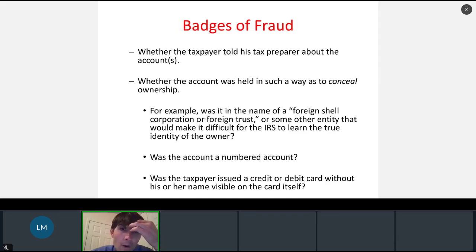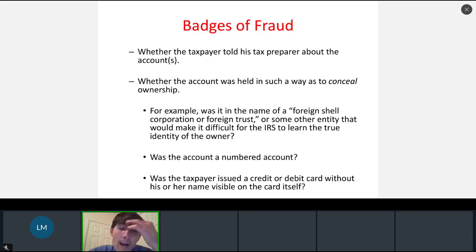And foreign shell corporations or foreign trusts, there are certainly legitimate reasons for owning foreign accounts in these special tax savings creatures. But it becomes harder to explain when we don't have legitimate explanations for why we're holding them in these types of vehicles, and when the balance in the accounts gets higher. So was it in the name of a foreign shell corporation or foreign trust or some other entity that would make it difficult for the IRS to learn the true identity of the owner?